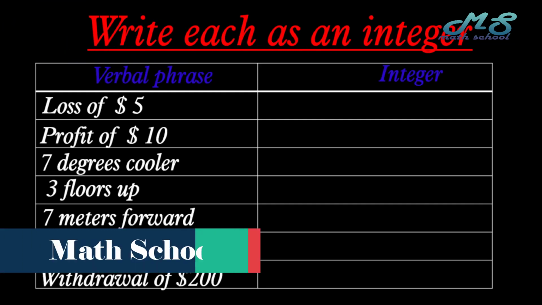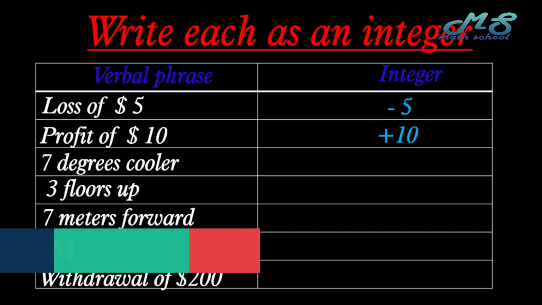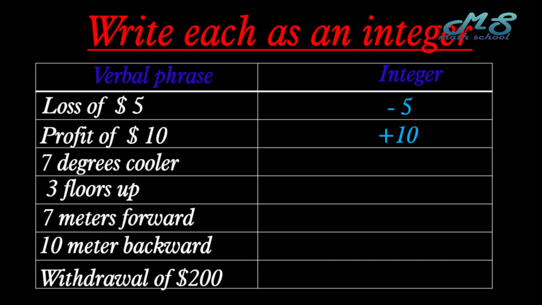Write each as an integer. The first one, guys: a loss of $5 means negative 5. A profit of $10 means positive 10. 7 degrees cooler. Cooler means below zero, so we have negative 7. 3 floors up. Up means positive, so it's positive 3. 7 meters forward means plus 7 or positive 7. 10 meters backward, guys. Backward means back, so negative 10. A withdrawal of $200 means negative 200.